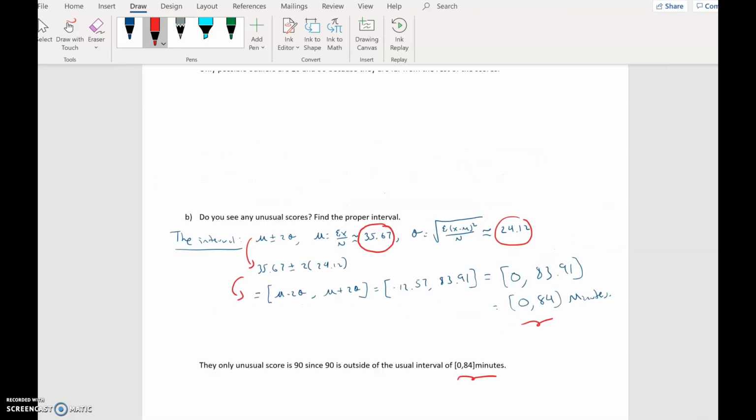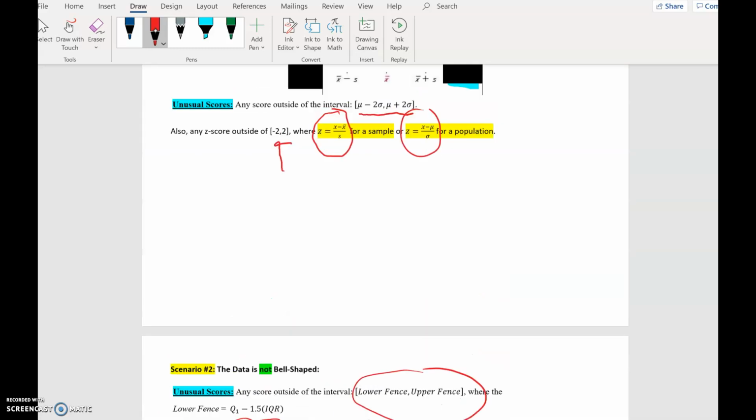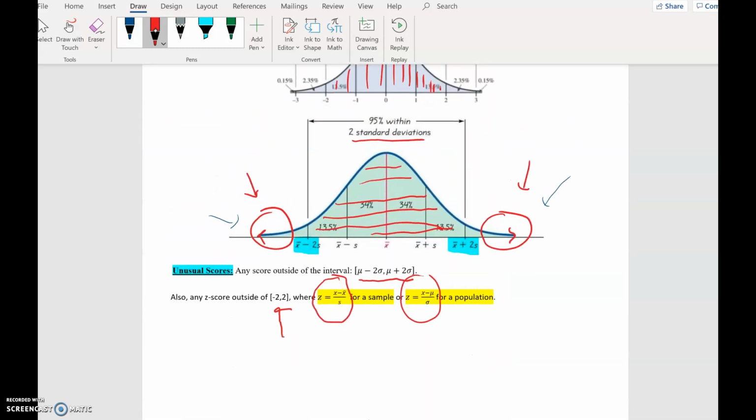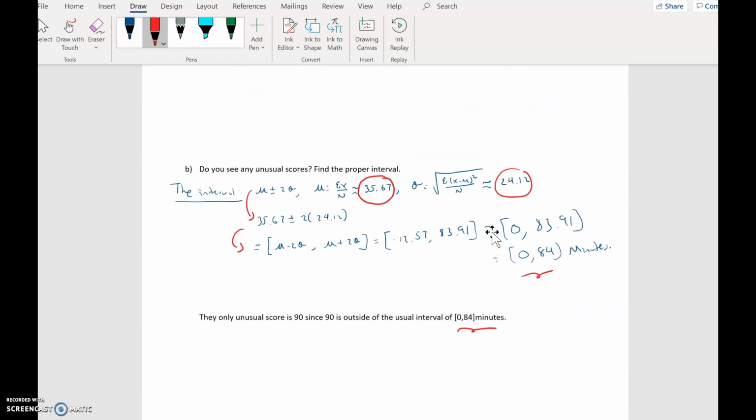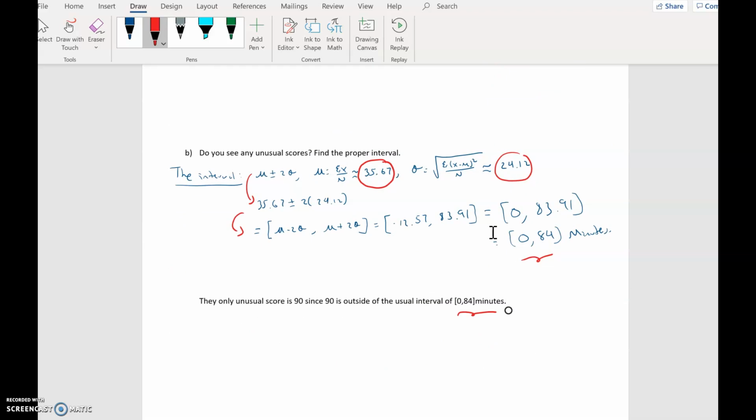So in this case, going back to this first portion, we're basically looking at that portion of the data set that's within 2 standard deviations. 90 happens to be in this extreme value. So it's very likely that it's an outlier. In this case, we're just going to basically call it unusual, but it is referring to outliers.